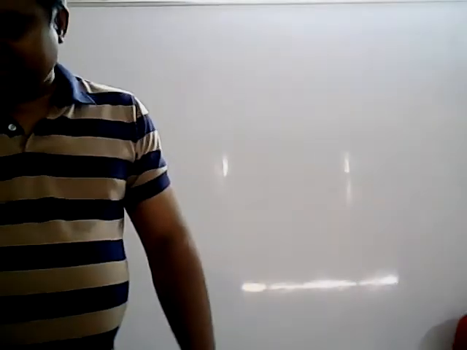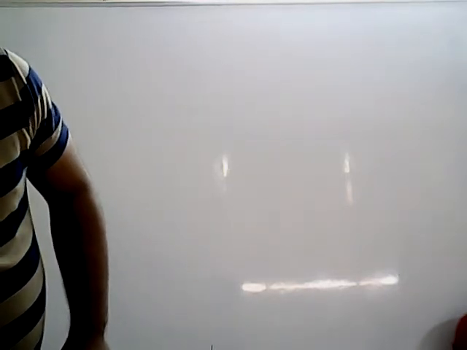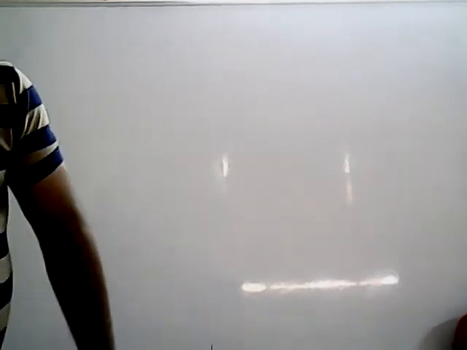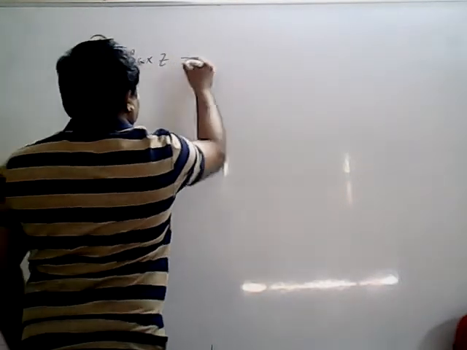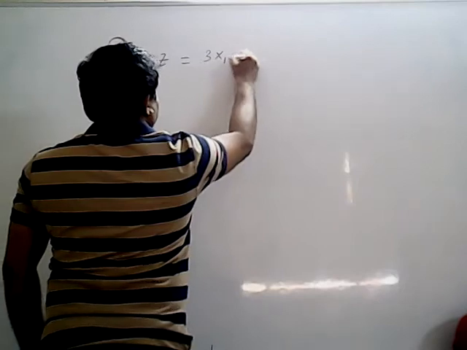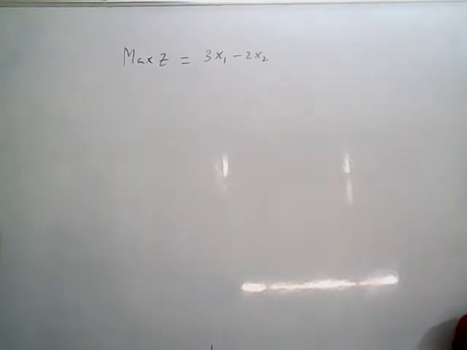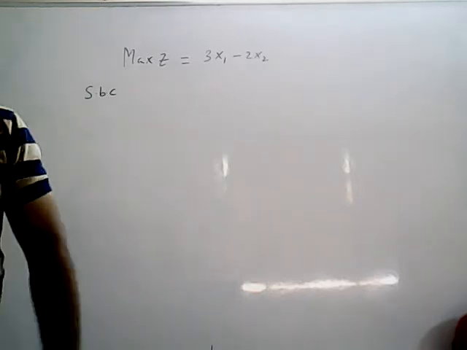Solve the following LPP by using the two-phase simplex method. Maximize z equal to 3x1 minus 2x2, subject to the constraints.